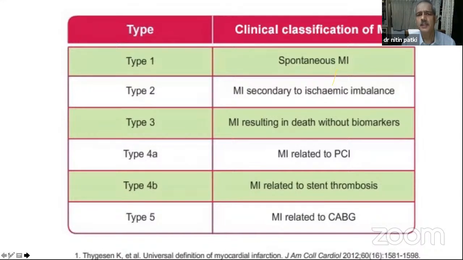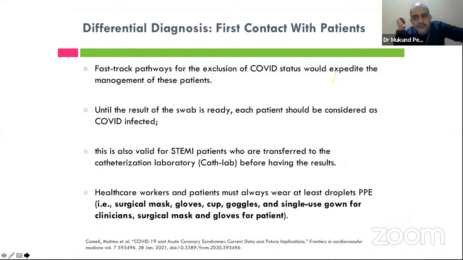Type 3 is the standard, what we can call a sudden cardiac death, where we do not have evidence. And then related to revascularization, the PCI per se can cause some enzyme rise, which is type 4a, and then stent thrombosis can cause type 4b, and bypass surgery causing type 5.